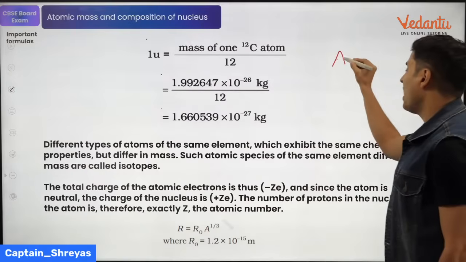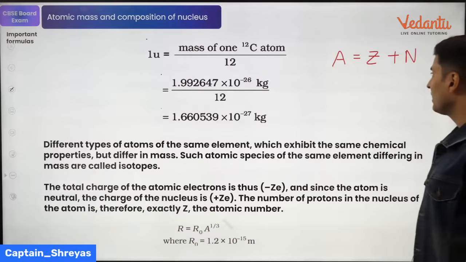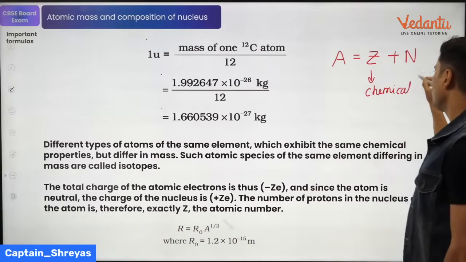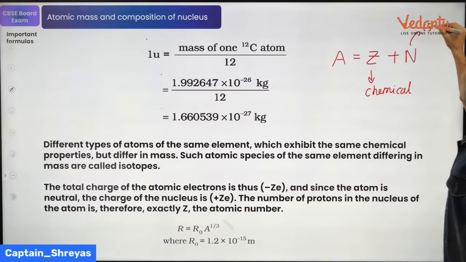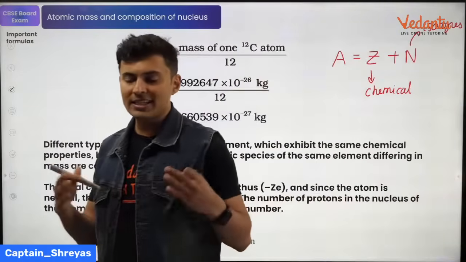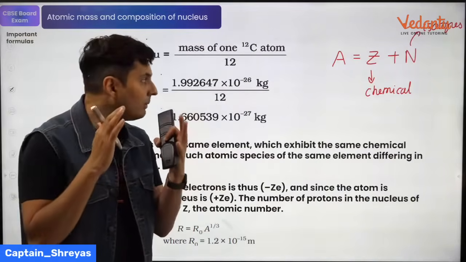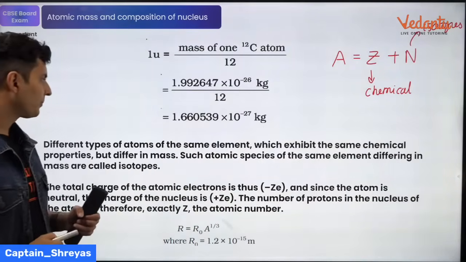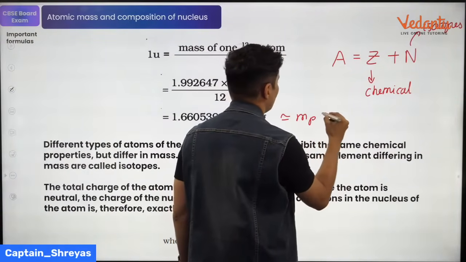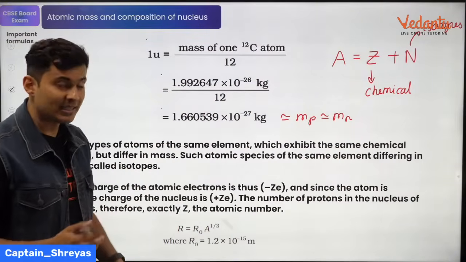Now, the atomic mass number is the number of protons plus the number of neutrons. Remember that. The number of protons decides the chemical properties of that element. Neutrons just create more isotopes of that particular element. If you want to create isotopes, you change the number of neutrons. So the mass number will change, but the atomic number will remain the same. The mass of a proton and the mass of a neutron are roughly the same, equal to 1.66 × 10^-27 kg.